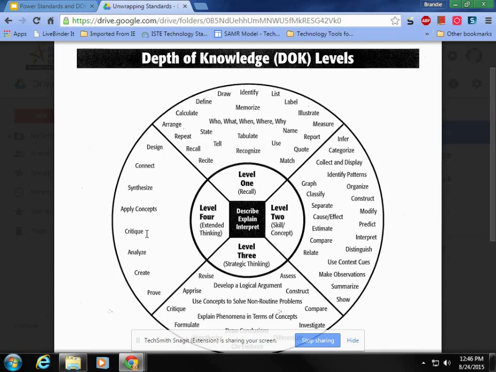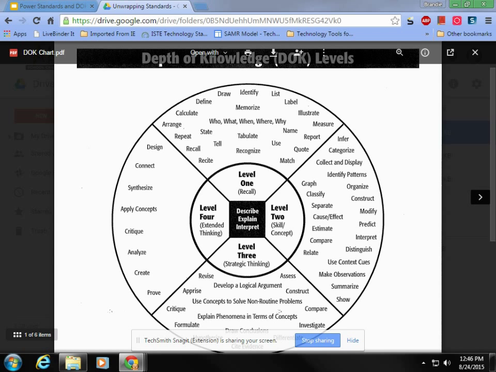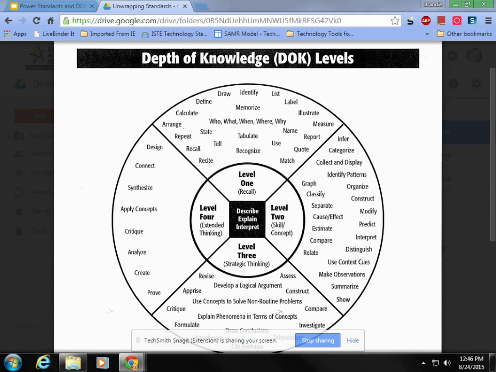Depth of knowledge is not a taxonomy like Bloom's. It is not the same as difficulty. It is about using verbs in context.